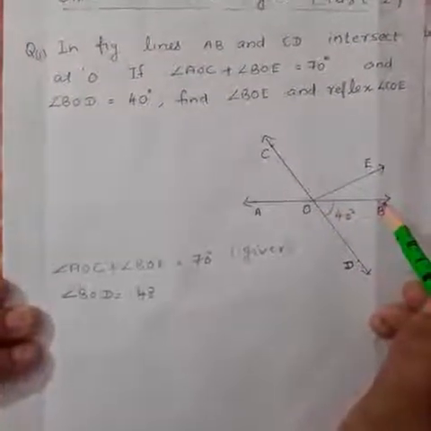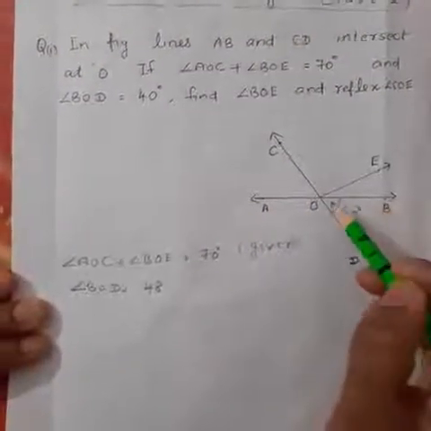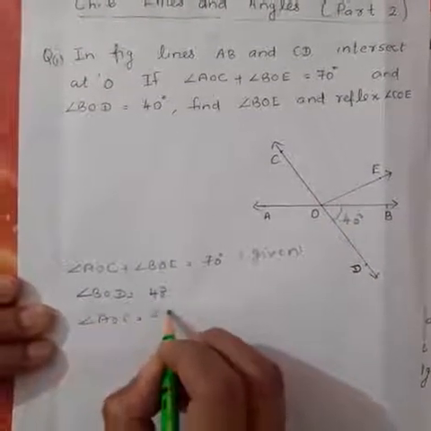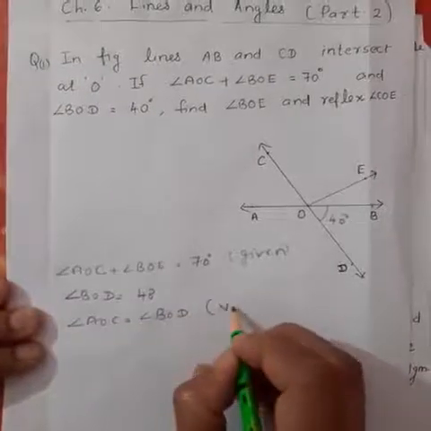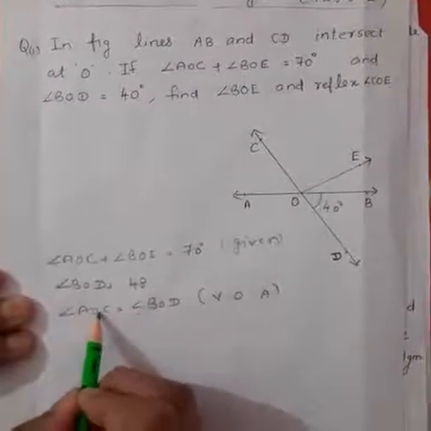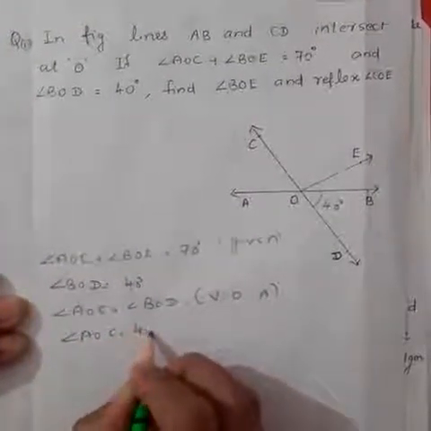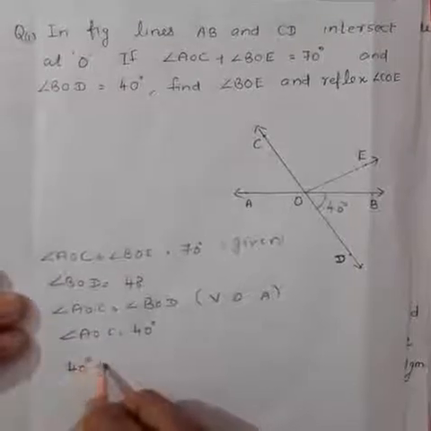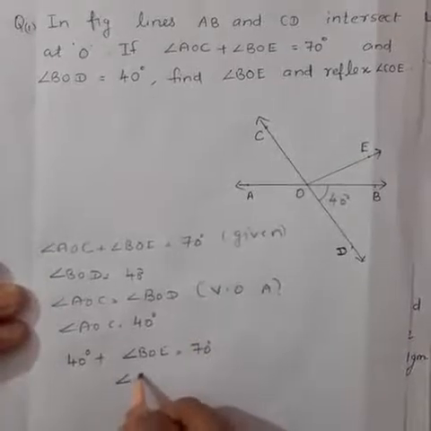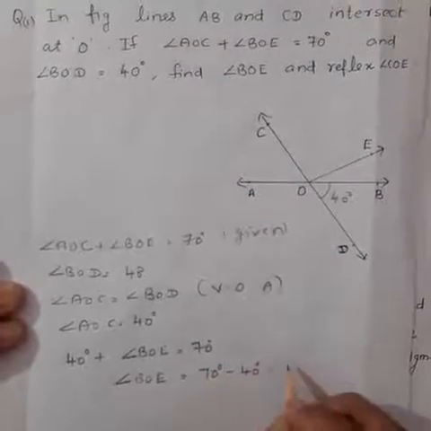So, what is the relation between BOD and AOC? They are vertically opposite angles. You know vertically opposite angles are equal. So, angle AOC is equal to angle BOD. Reason: vertically opposite angles. Now put the value of AOC in this equation. AOC we got 40 degrees. So, 40 degrees plus angle BOE is equal to 70 degrees. Now you can find angle BOE, that is 70 degrees minus 40 degrees, that is equal to 30 degrees.